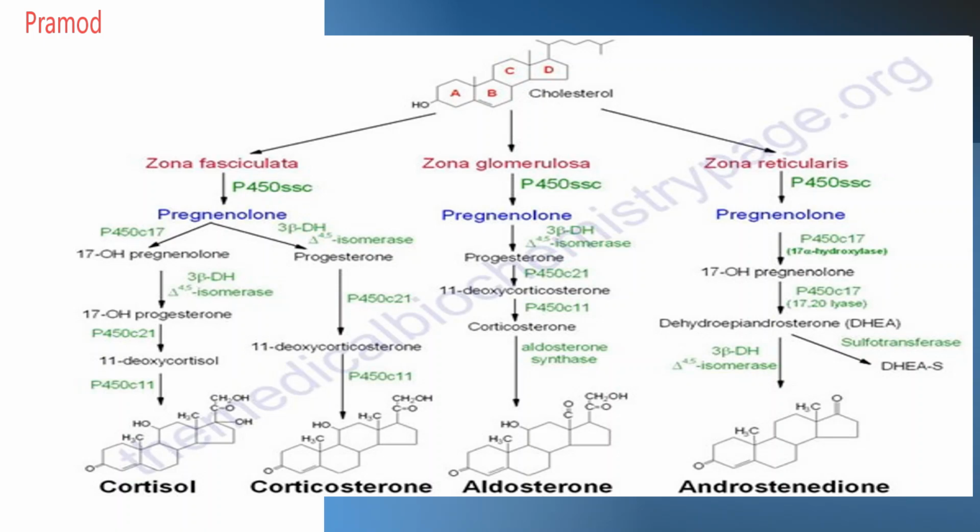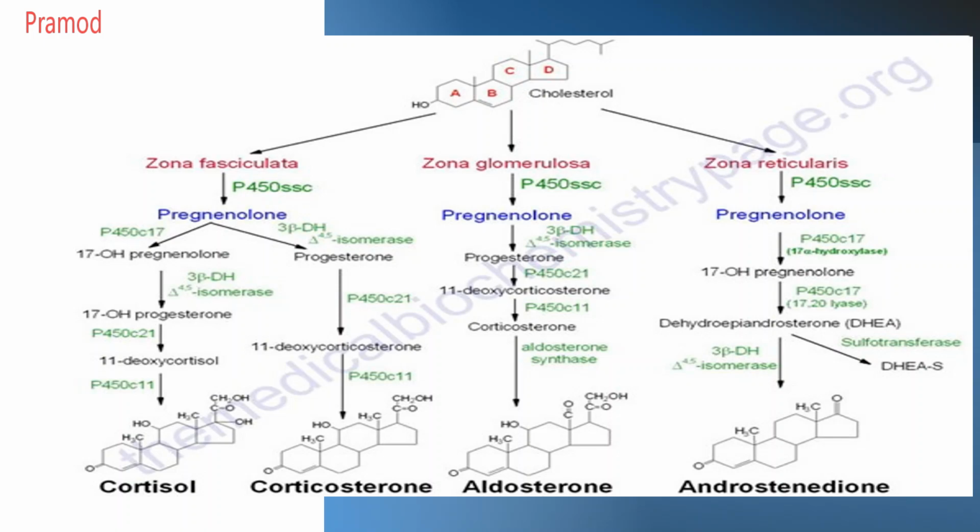deoxycorticosterone. That has no OH at your 11th position. Then corticosterone, and this corticosterone gets converted into your aldosterone. That is the introduction of your aldehyde at the 18th carbon. So that is your aldosterone.